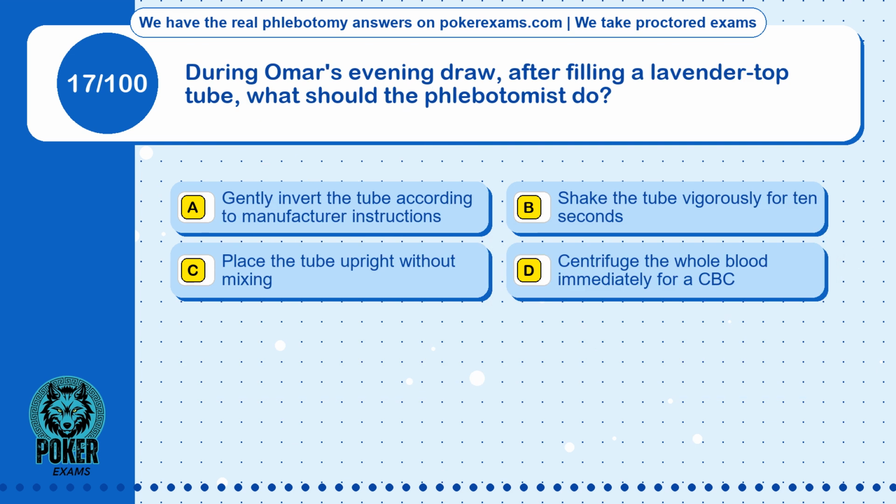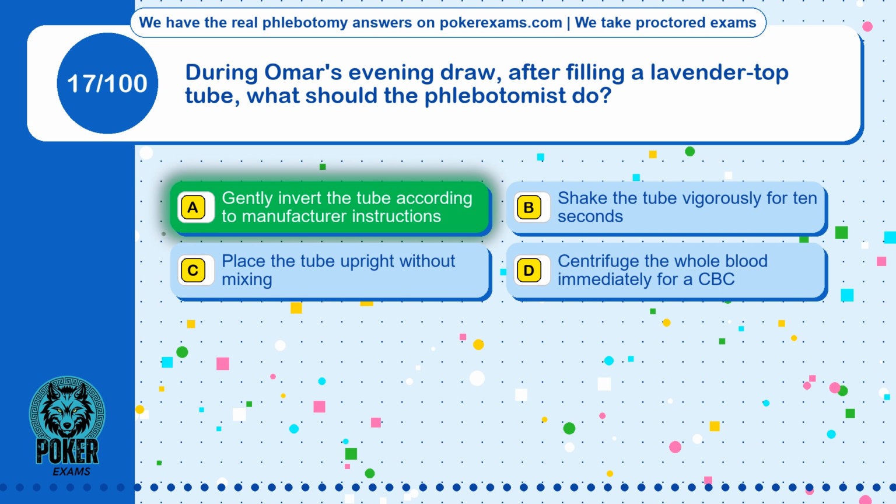Question 17. During Omar's evening draw, after filling a lavender top tube, what should the phlebotomist do? Option A, gently invert the tube according to manufacturer instructions. Option B, shake the tube vigorously for 10 seconds. Option C, place the tube upright without mixing. Option D, centrifuge the whole blood immediately for a CBC. The correct answer is option A.